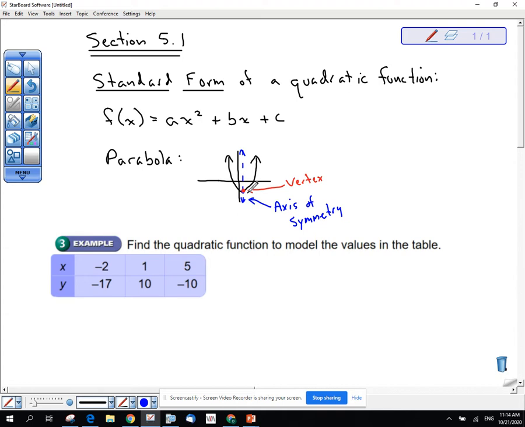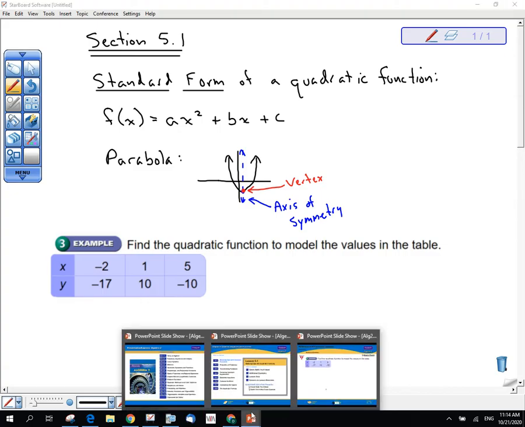Oh, one quick thing. What if a were 0? If a were 0, wouldn't that make the quadratic term non-existent? And then you'd have a line, right? So if a is 0, you don't have a parabola, you don't have a quadratic, you have a line. All right, so again, looking at some examples.